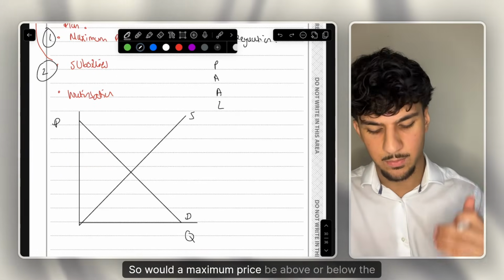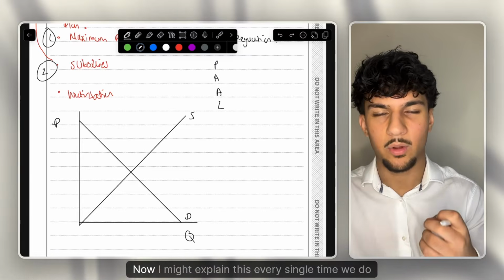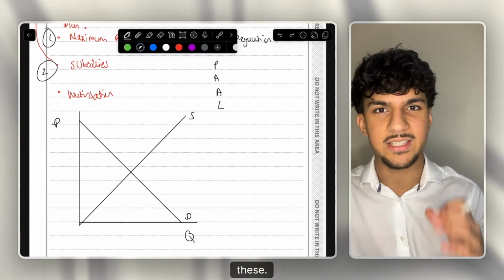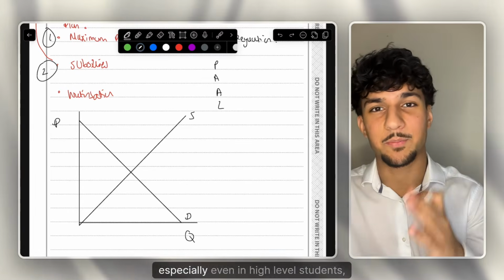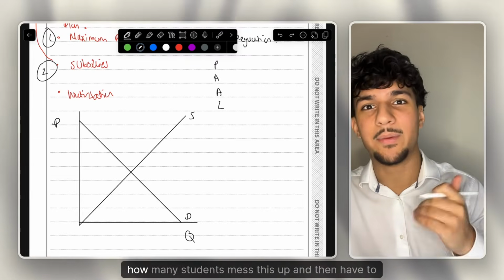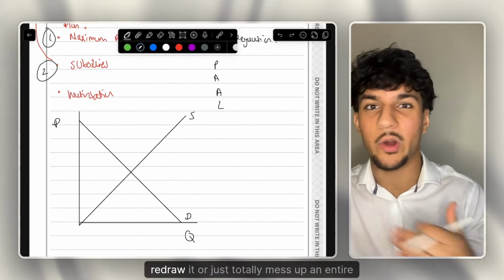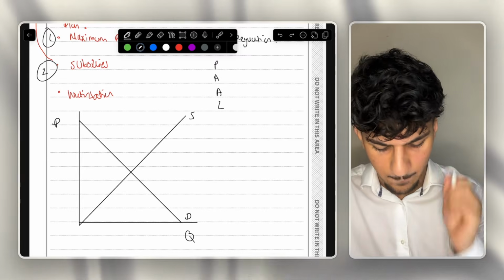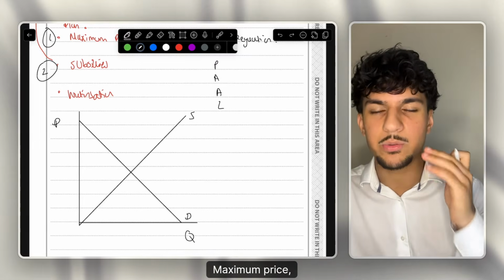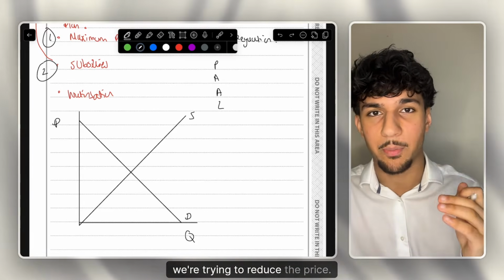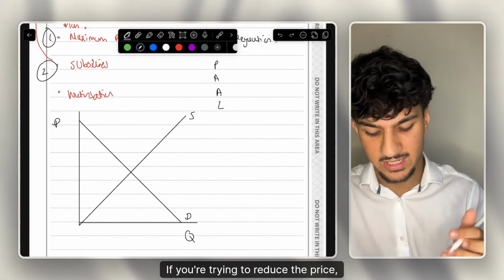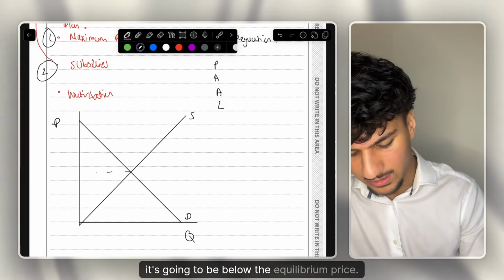So would a maximum price be above or below the equilibrium? Now, I might explain this every single time we do these, but you don't understand, especially even in high-level students, how many students mess this up and then have to redraw it, or they just totally mess up an entire paragraph. But let's think about it. Maximum price, what we're trying to do, we're trying to reduce the price. If you're trying to reduce the price, it's going to be below the equilibrium price.